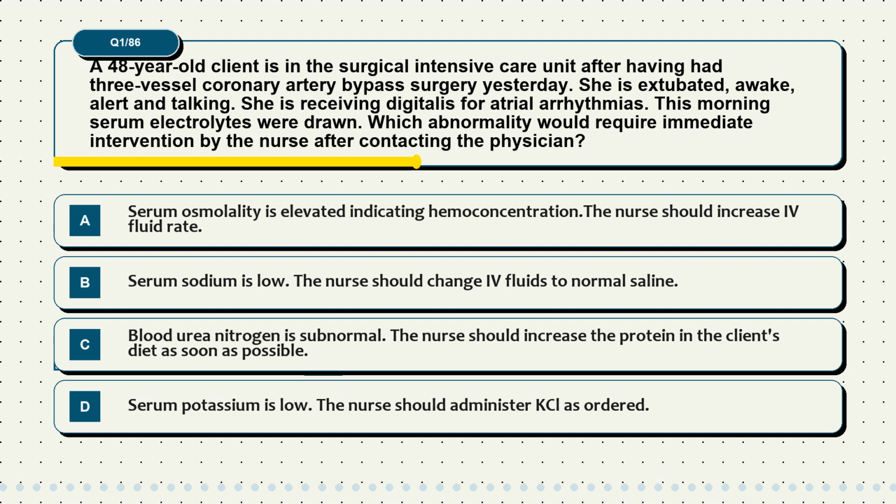Here are the options. Option A. Serum osmolality is elevated, indicating hemoconcentration. The nurse should increase Ringer's 4 fluid rate. Option B. Serum sodium is low. The nurse should change Ringer's 4 fluids to normal saline. Option C. Blood urea nitrogen is subnormal. The nurse should increase the protein in the client's diet as soon as possible. Option D. Serum potassium is low. The nurse should administer KCl as ordered.